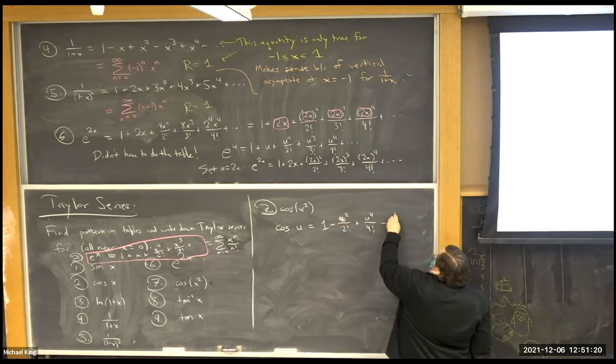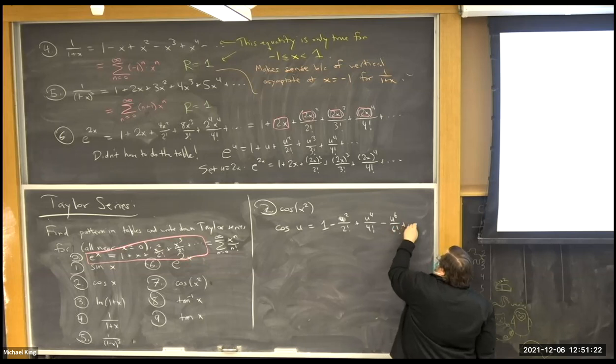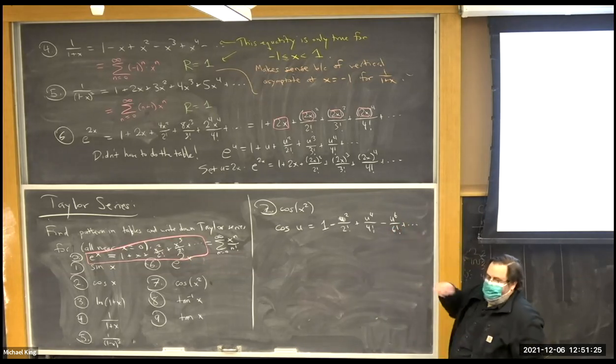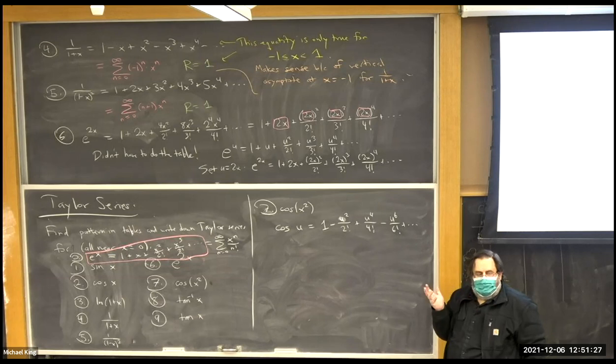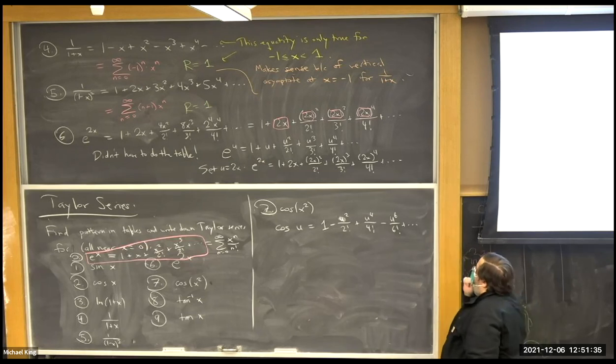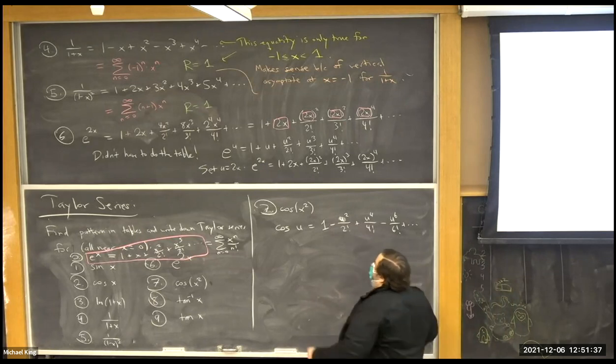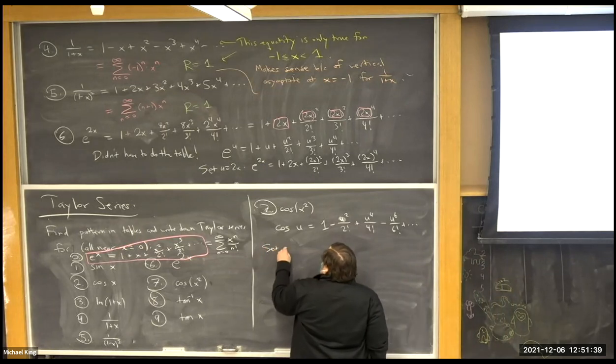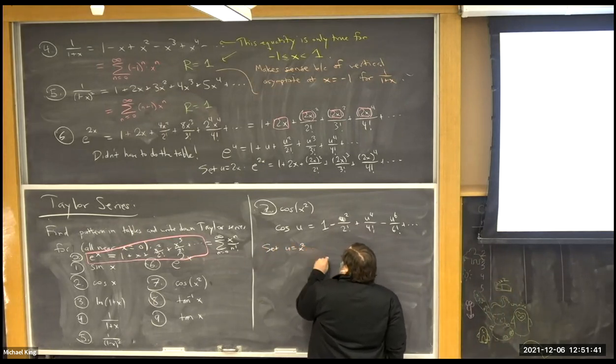Minus u to the 6th over 6 factorial. These are the patterns you should just beat into your head. If you want to be an educated Renaissance person, you should know the Taylor series for e to the x, sine x, and cosine x. But now we just replace u with x squared. Set u equals x squared, and what do you get?